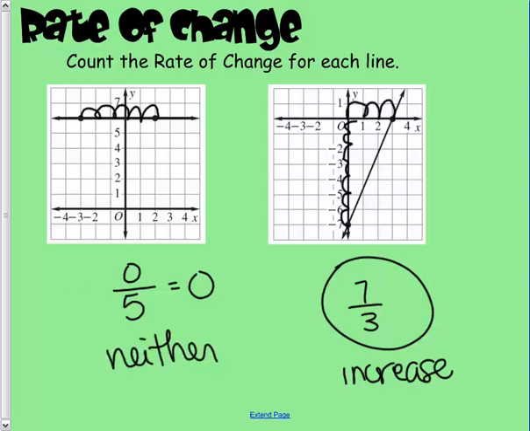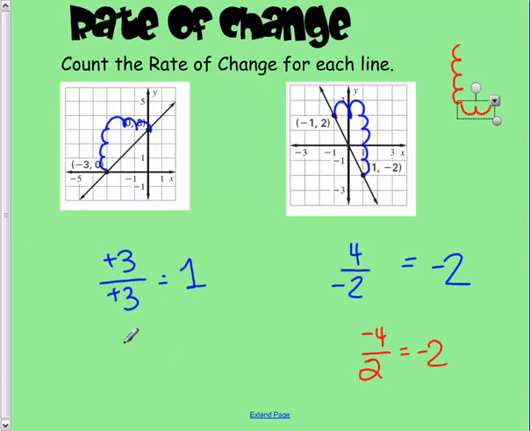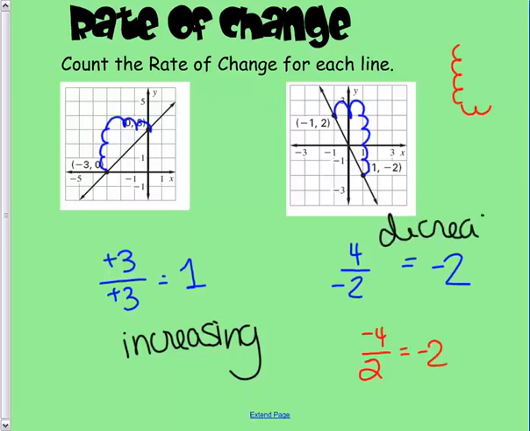Let's go back to our previous two slides. This one, since it's positive, it's increasing. And you can just tell by looking at it, right? And since this one is negative, it's decreasing. So that's one way that you can double check your work. If you see that a line is decreasing, then you know it's got to be a negative rate of change. If you see that a line is increasing, you know that it's a positive rate of change.